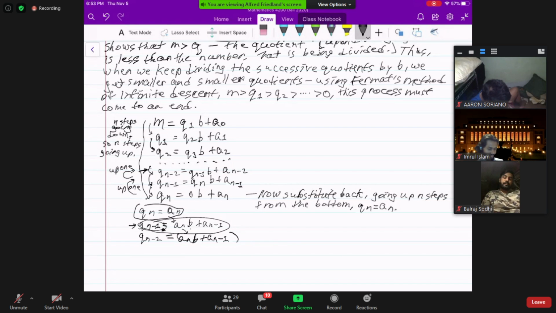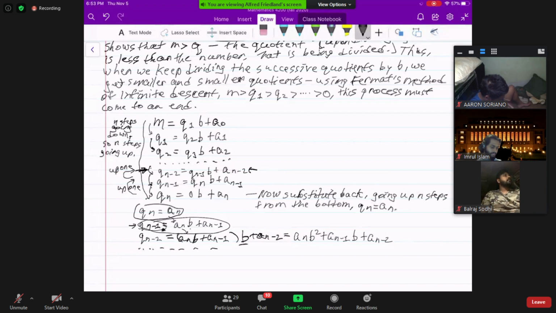But going back to Q sub n minus 2 here, look, Q sub n minus 1 is multiplied by B plus A sub n minus 2. So Q sub n minus 2, if you distribute, if you multiply in this B, we get A sub n B to the second plus A sub n minus 1 B plus A sub n minus 2.